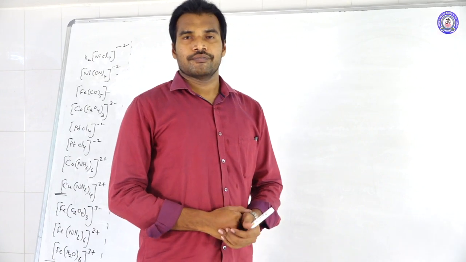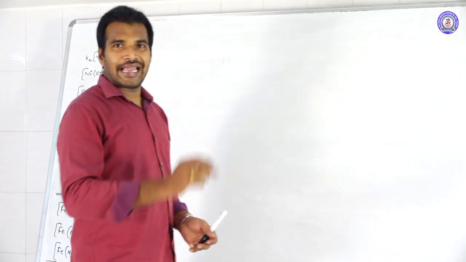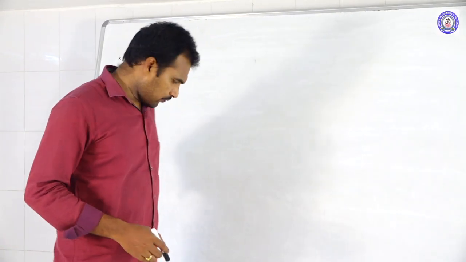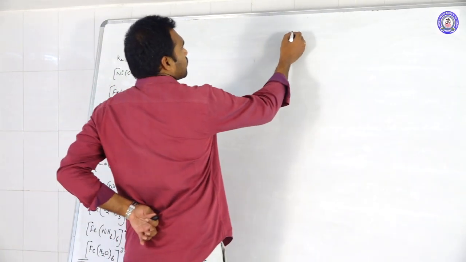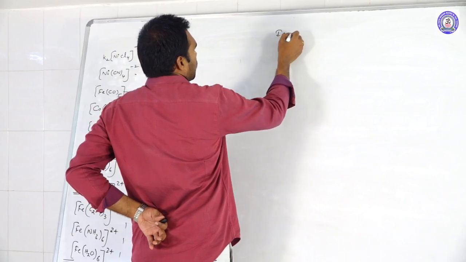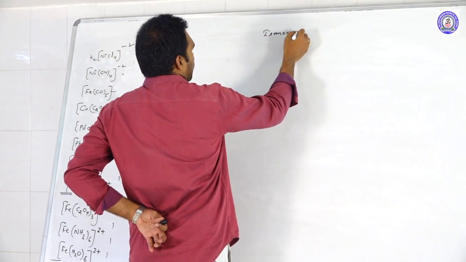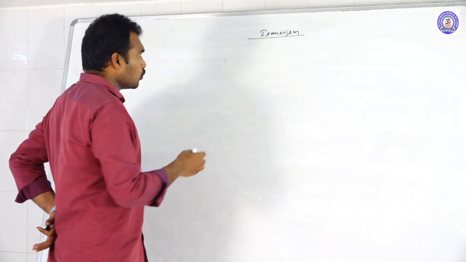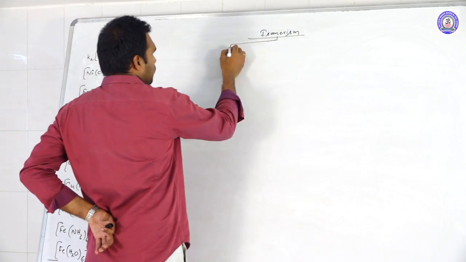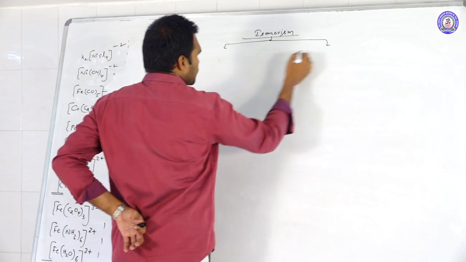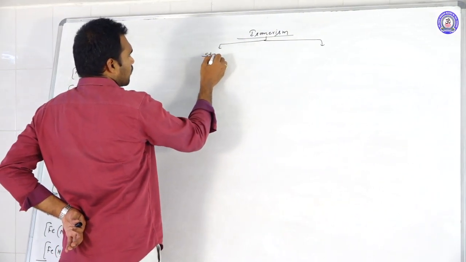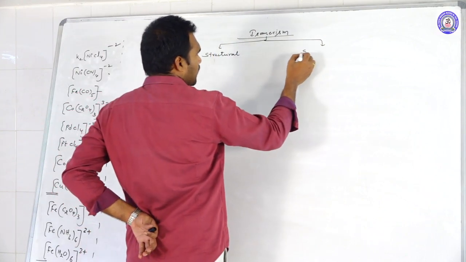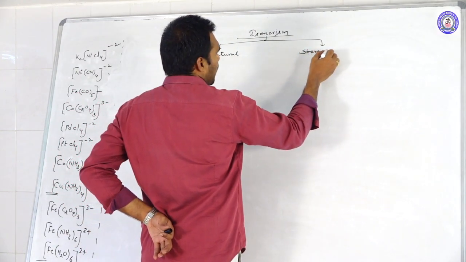Now in this video we are going to discuss the isomerism that coordination complexes show. Okay, isomerism. Usually the coordination complexes will show two types of isomerism. One is structural isomerism. The second one is stereoisomerism.